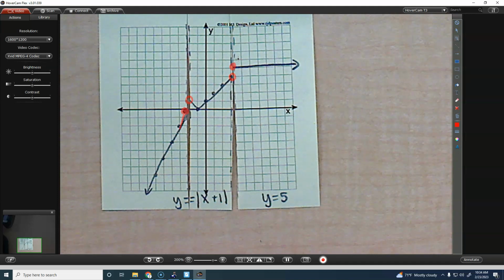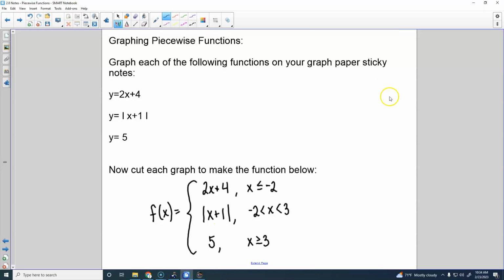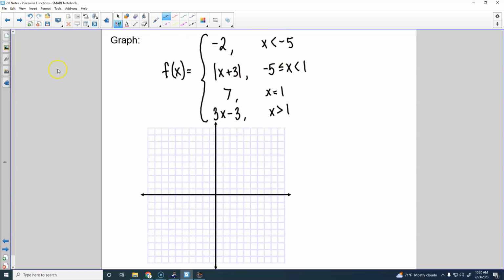All right, so whenever you're doing piecewise functions, kind of think about these vertical columns that you're looking at. So whenever you see x is less than or equal to -2, you're looking at that vertical section where x is less than or equal to -2, and then you're going to have that graph in that section. So let's do one from scratch without using the sticky notes, because we won't have those.